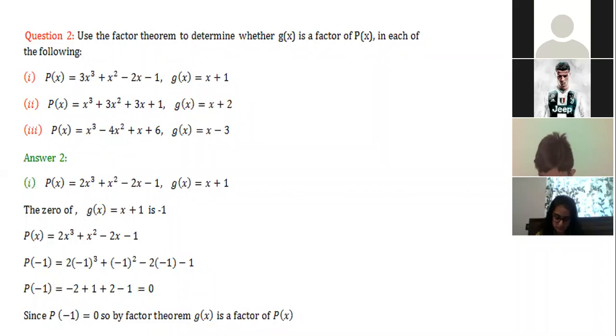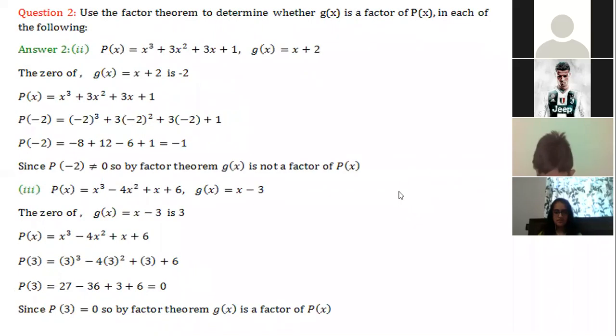Sir, the thing was 3x power 3, x power 3, sir. Where? Okay. Right. So the answer will come as -1, so not 0. Okay. Sir, hence the second one is not a factor.